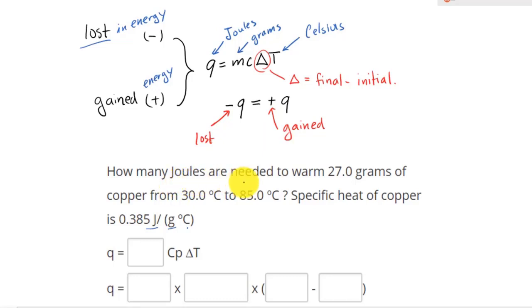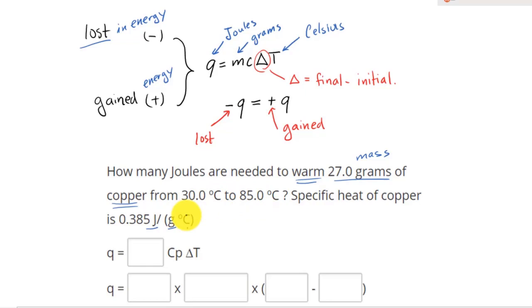How many joules are needed to warm, think about warming, to warm something you take in energy, right? To warm 27.0 grams, and this right here would be your mass, of copper. And this is the substance, copper. And we know that from 30 degrees Celsius to 85 degrees Celsius.